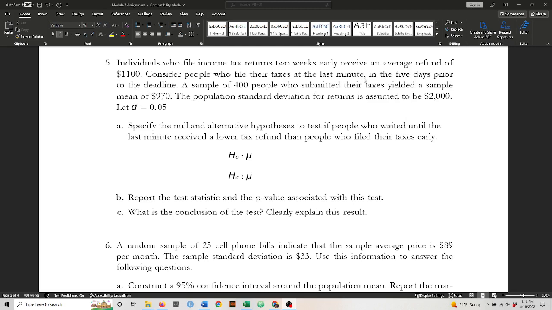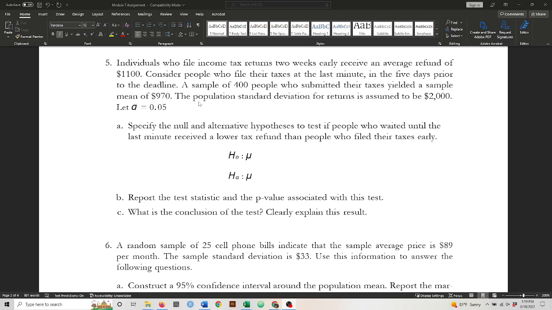All right, so last minute filers, the people who file 5 days before the deadline, they will take a sample of 400 people. In this particular case, it yielded a sample mean of $970. That was their average refund in the sample mean. And notice here too, we say the population standard deviation for returns is assumed to be $2,000. Okay, so that's a big clue. That means we're going to use the sigma known template since the population standard deviation is given to us. And then we're going to let alpha be 0.05, so 5% of our alpha.